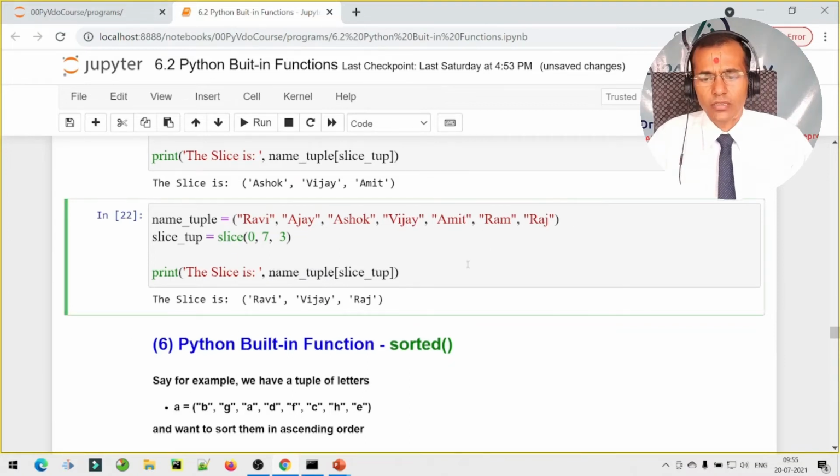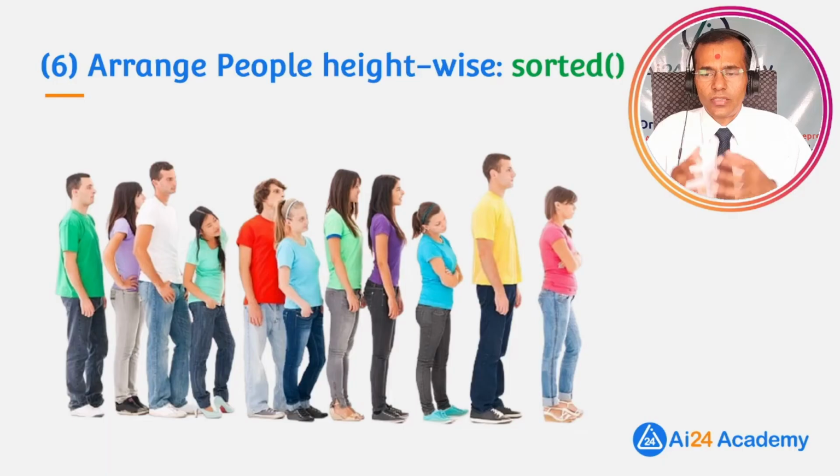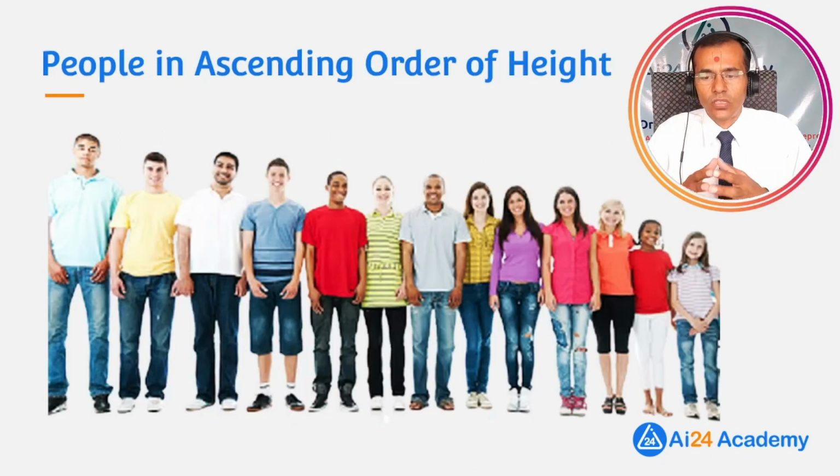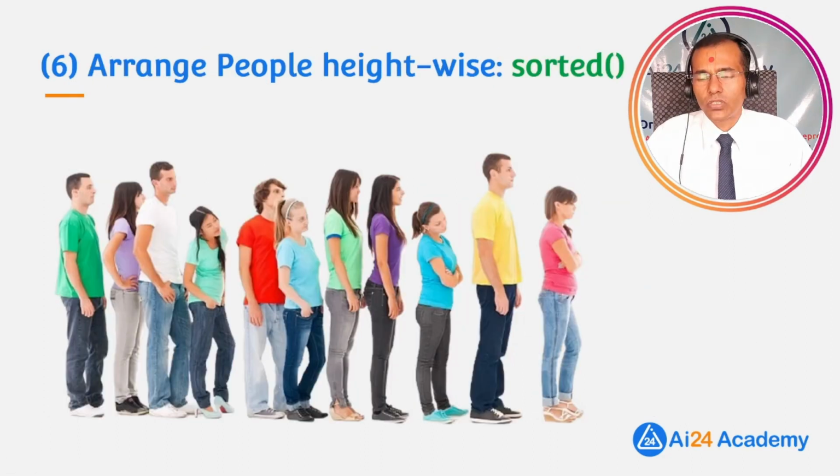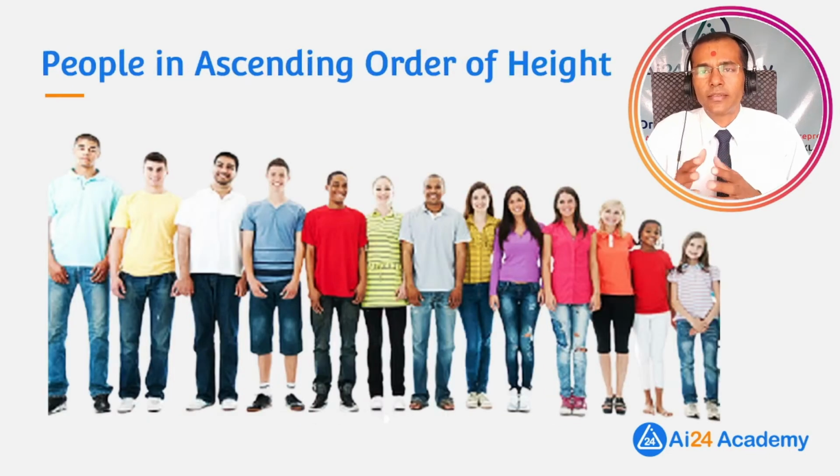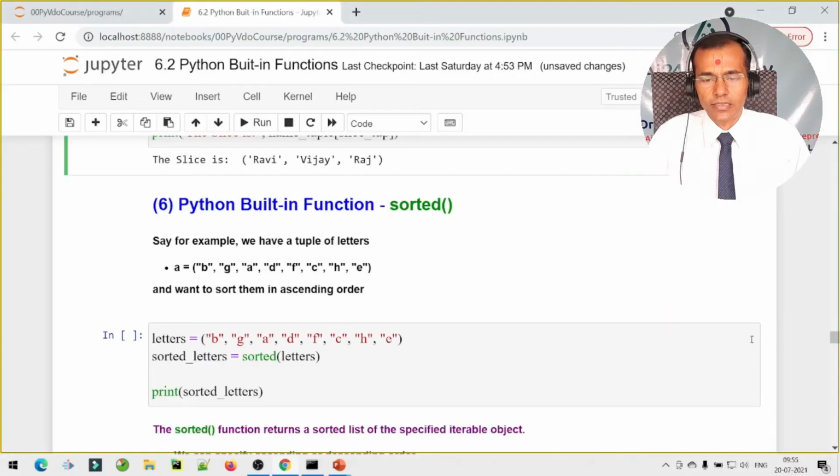Now let us look at the next built-in function, sorted. In this image we can see that people are standing in a queue, but they are not in ascending order of their heights or descending order of heights. But in this image all the people are standing in ascending order of their height, if we consider from the right hand side. The sorted function is used to arrange the data items in ascending or descending order. Now let us look at the formal description and its practical example.